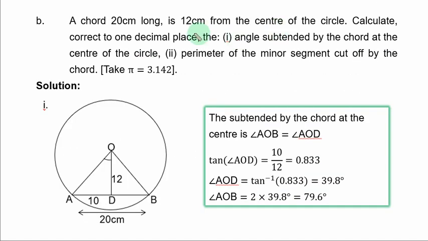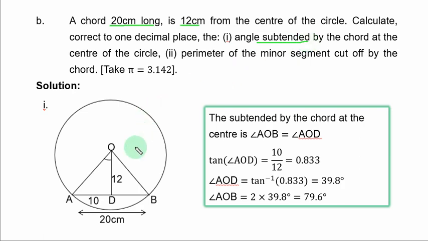Question 11b. A chord 20 centimeters long is 12 centimeters from the center of the circle. Calculate, correct to one decimal place, one, the angle subtended by the chord at the center of the circle; two, the perimeter of the minor segment cut off by the chord. Take pi equal to 3.142.